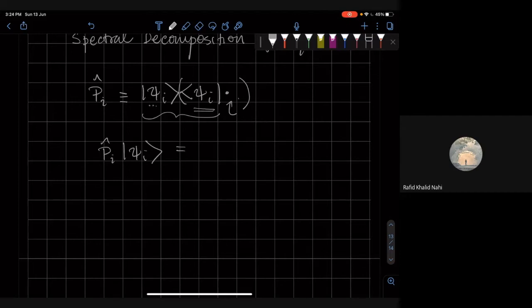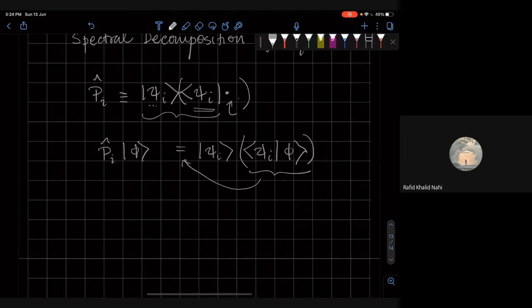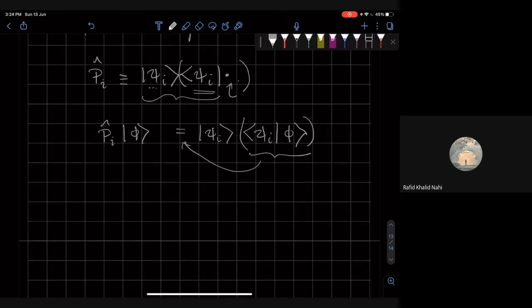Yes, sir. Let's see. If I apply it on some arbitrary state phi, then I get psi_i times the inner product of psi_i with phi. But this is a number, right? So I can move it here or anywhere. This is the definition. We can write this as, if I want, the inner product of psi_i and phi, times psi_i.